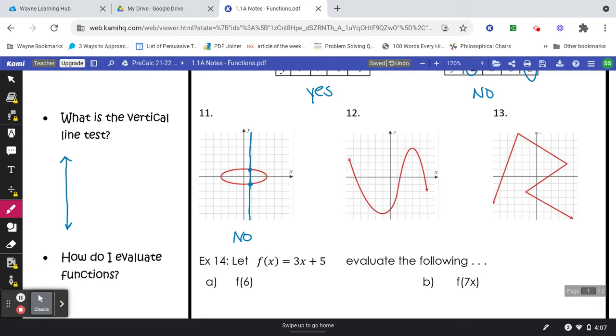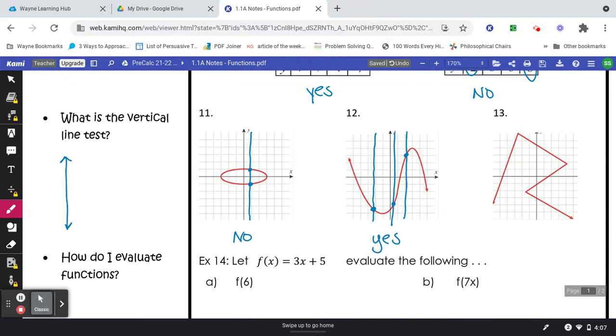If you look at problem 12, if I drew a vertical line, it only touches the graph once. If I draw it somewhere else, still only touching once. If I draw it somewhere else, still only touching once. So as long as it only touches once, it's a yes.